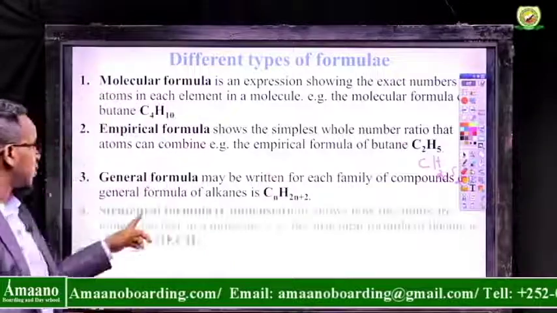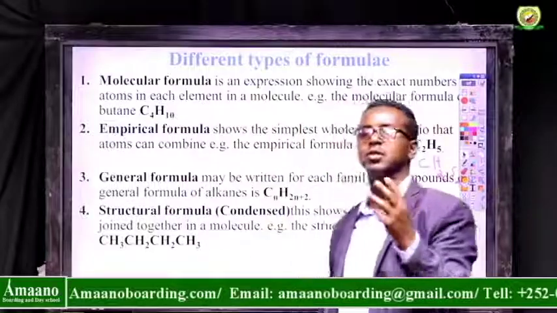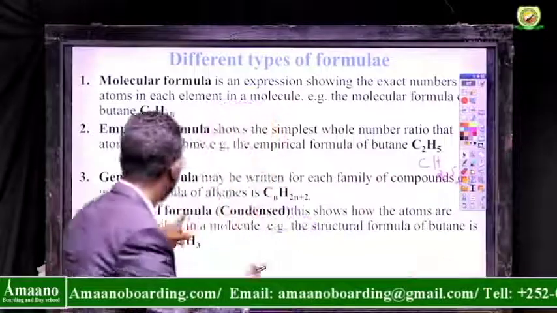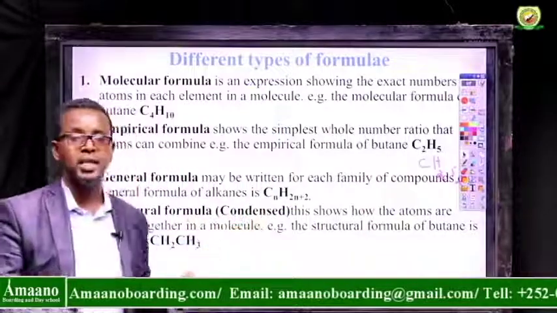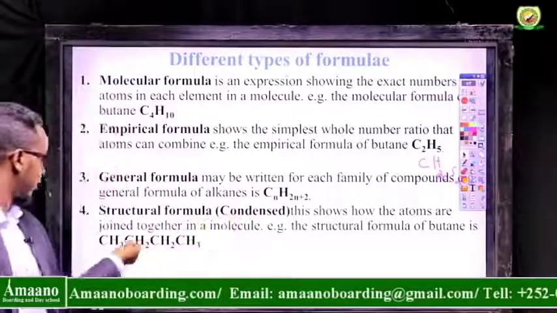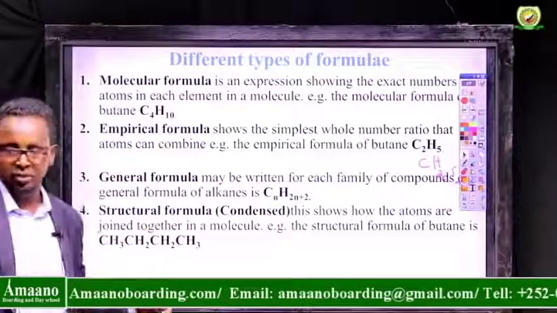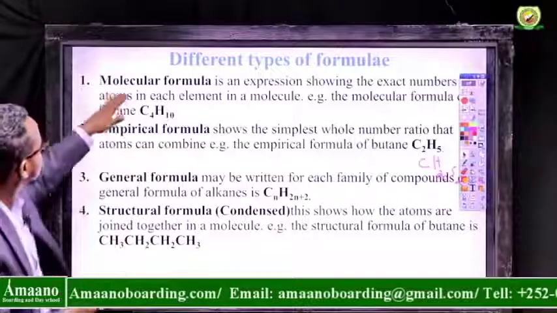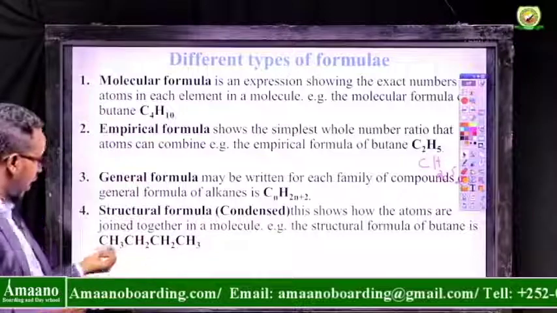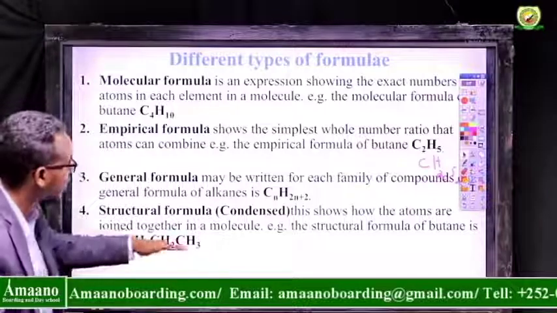What about the structural formula? There are two different structural formulas. One is called the condensed structural formula, and the other is called the expanded formula, which we shall see next. For example, we want to write the structural formula of butane, which is C4H10. If you count the atoms, we have 4 carbon atoms and 10 hydrogen atoms. So this is the condensed structural formula.